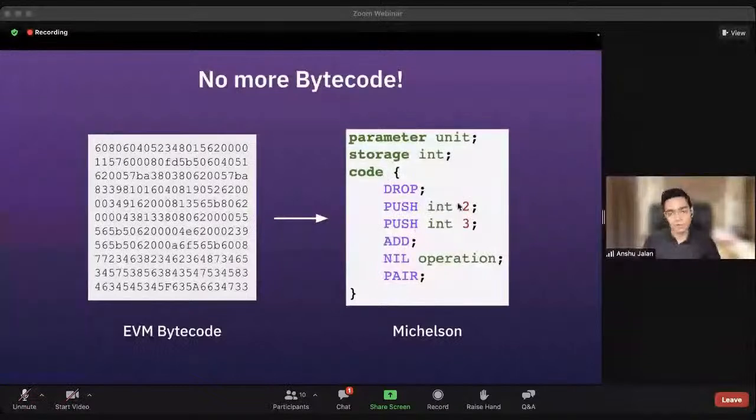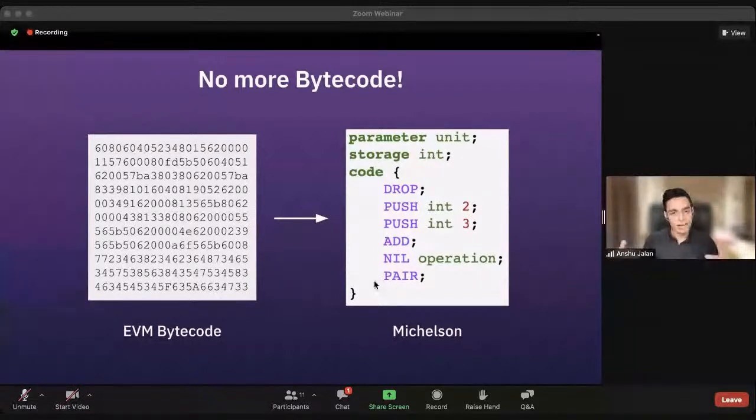Like this operation which you see on the screen, it's basically two numbers being pushed onto the stack and then added. And you can also see that it is a typed language. We are actually mentioning that we are pushing integers onto the stack. So now you might wonder, what difference does it make for you? Because in the case of EVM chains, you code in Solidity or Vyper, and then they get compiled down to bytecode and you just deploy it, right?